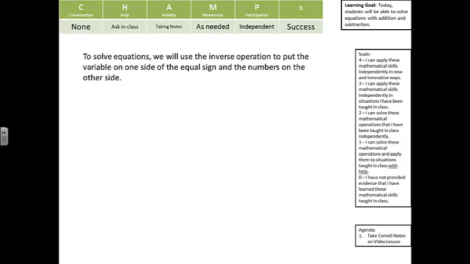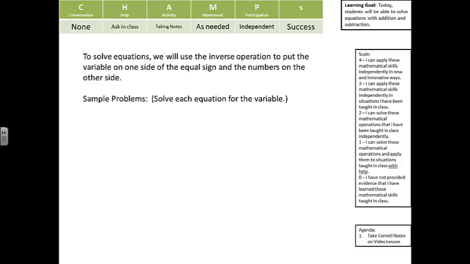And the whole idea of using the inverse operation is that we want to put all of the variables on one side of the equal sign, and we want to put all of the numbers on the other side of the equal sign, so that when we get our answer, it shows that a variable is equal to some number.